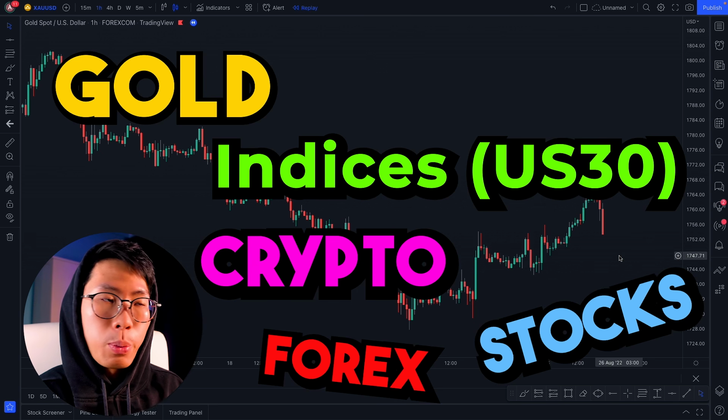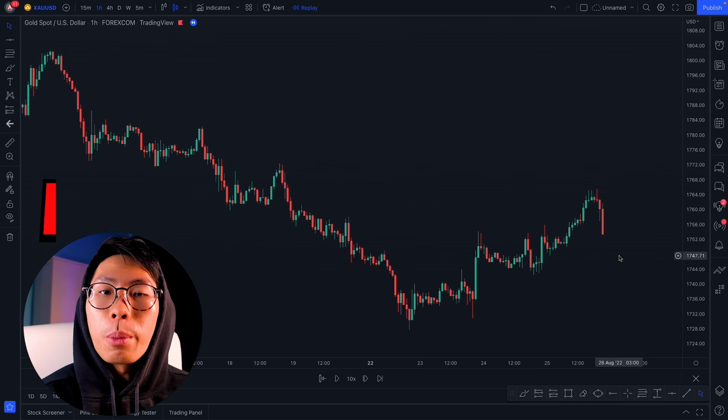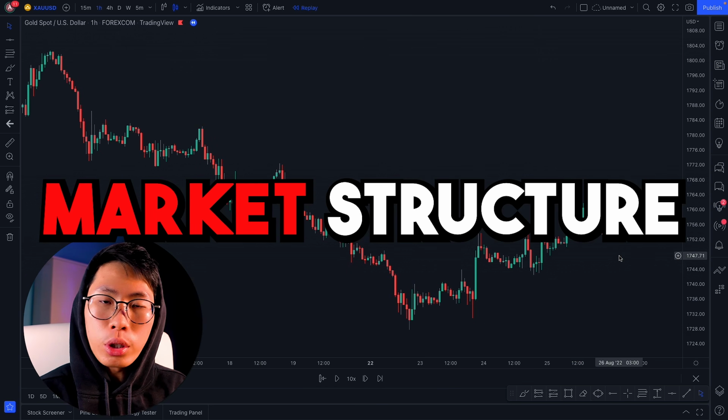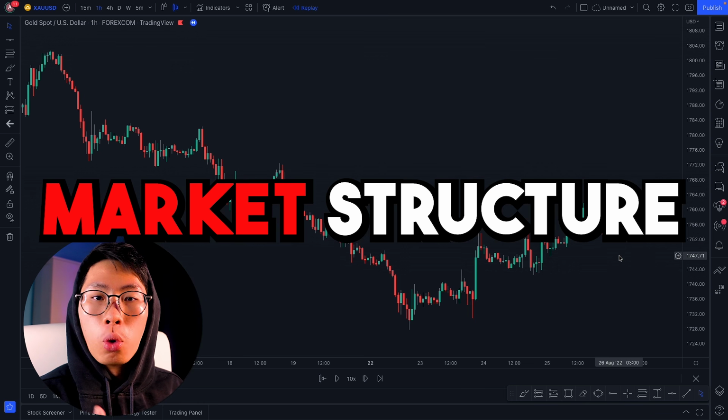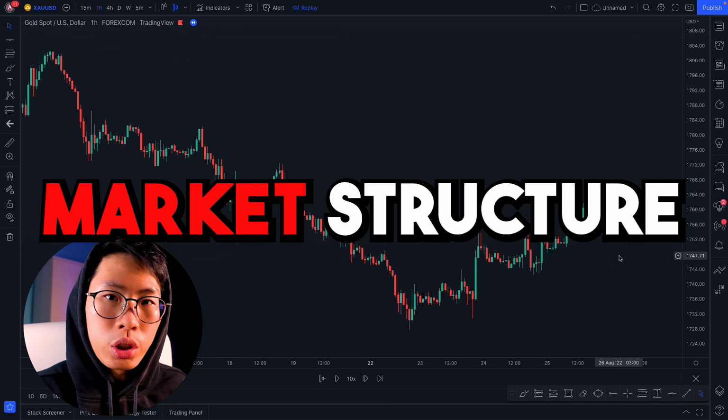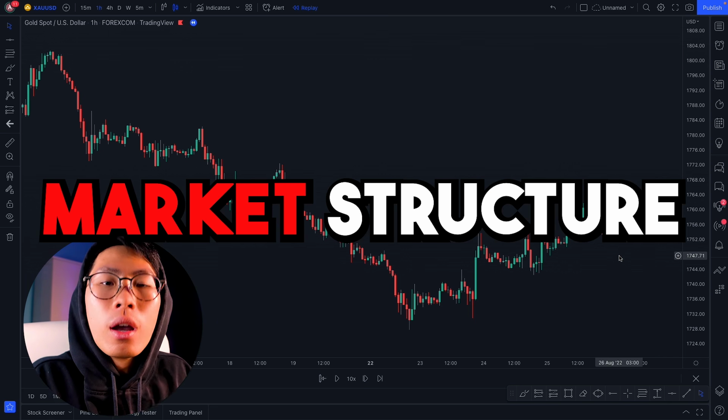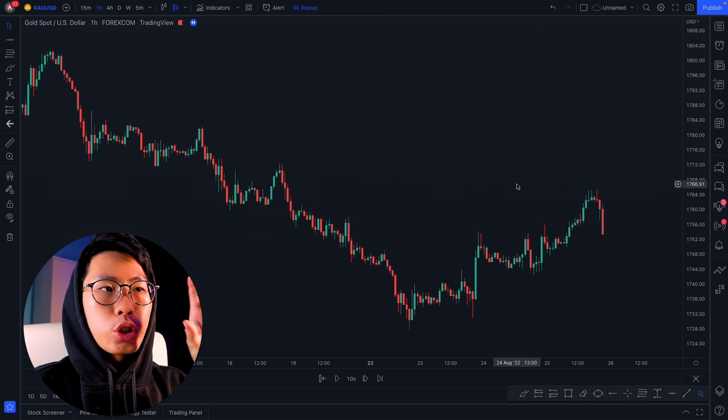This strategy works because it is based on the concept of market structure, and market structure is why the market moved the way it moved, right? The market moved in waves, move in market structure. The price has to respect market structure. So let me show you this strategy on gold.